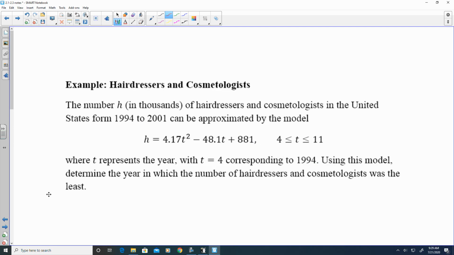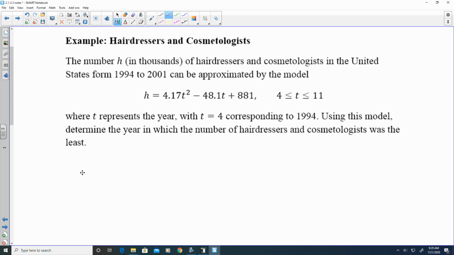One more question in our section here today about quadratics, and that is about hairdressers and cosmetologists. The number in thousands of hairdressers and cosmetologists in the United States from 1994 to 2001 is modeled by this quadratic from 4 to 11, where 4 is 1994. Determine the year in which the number of hairdressers was the least.